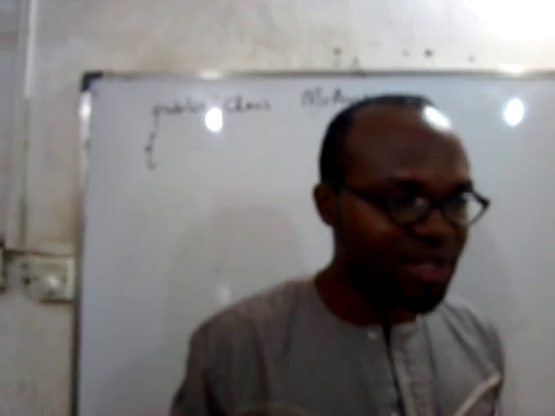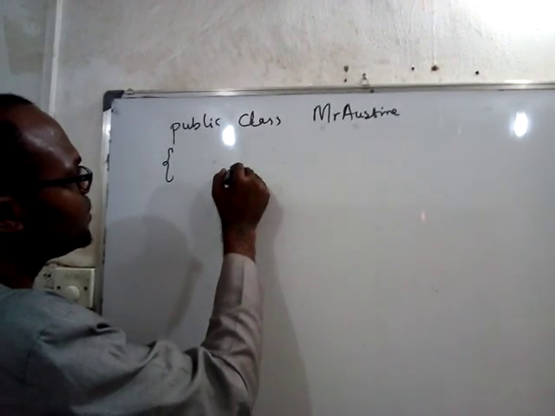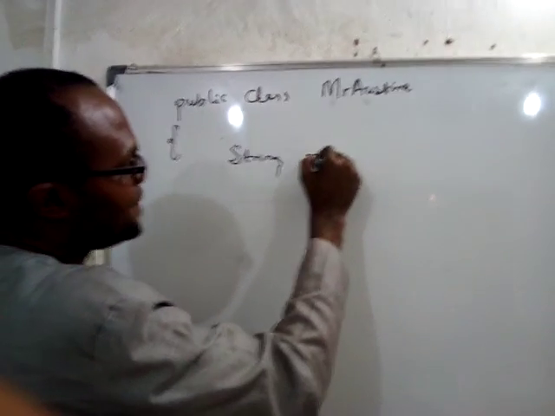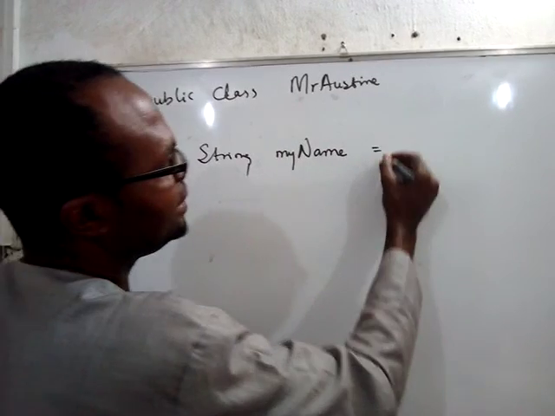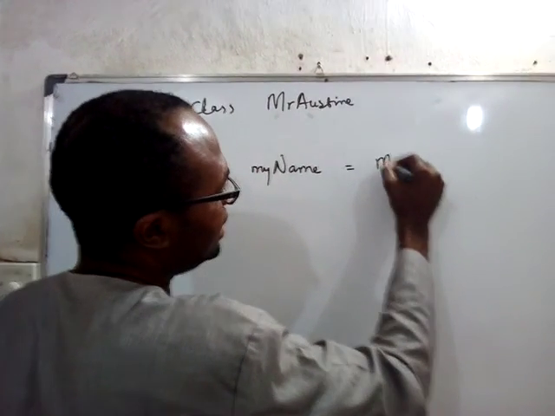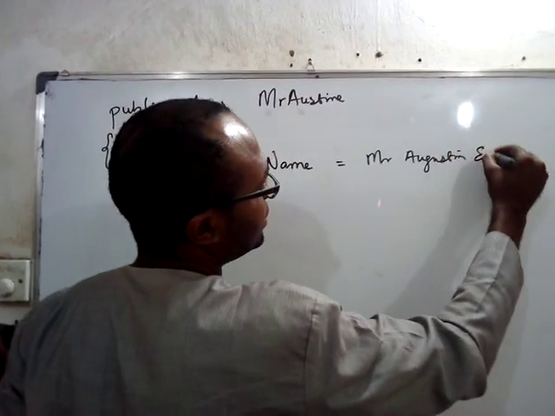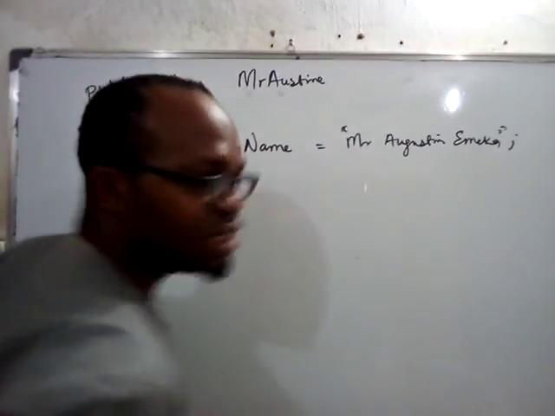So I'm going to start with the attributes. I told us that every software must have attributes and functions. Is it not? And in Java, you call the attributes variables and you call the functions what? Methods. So the first attribute here, I'm going to say string, and I'm going to say my name. That's my first attribute. And my name is what? Mr. Augustine Emeka. And I'm going to put it in double quotes and close with a semicolon.